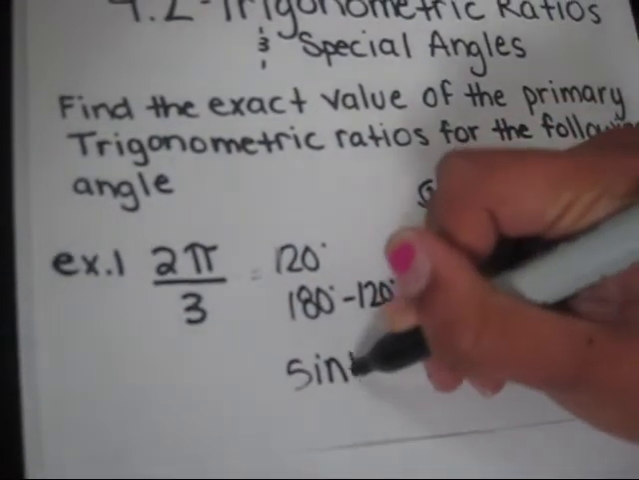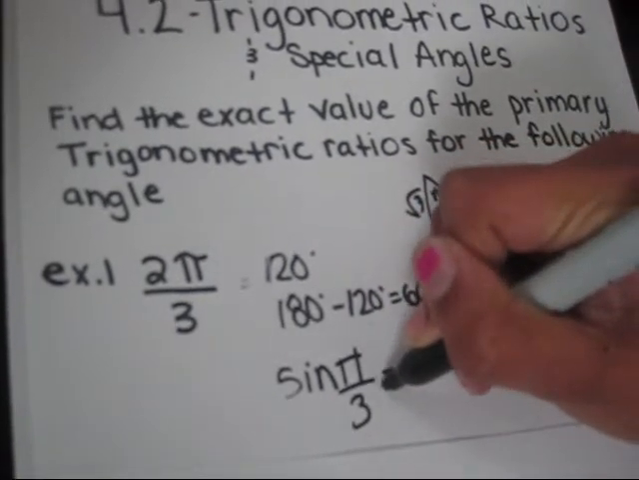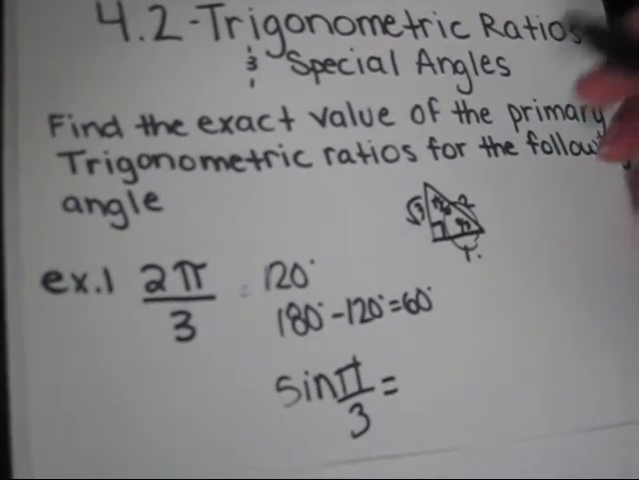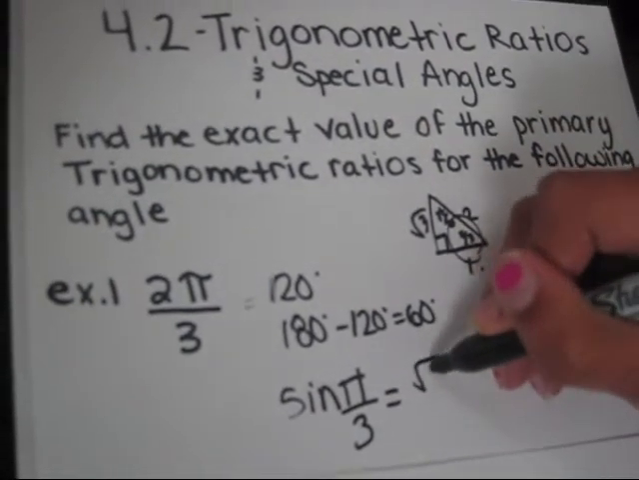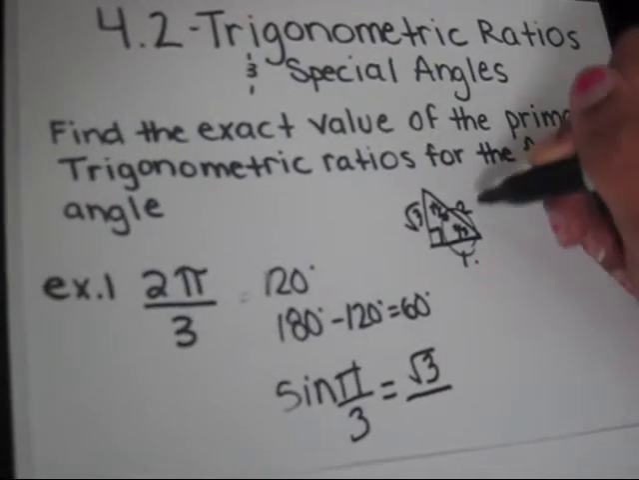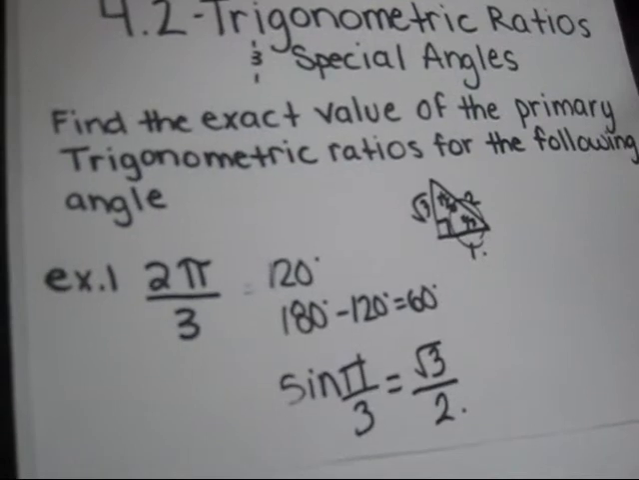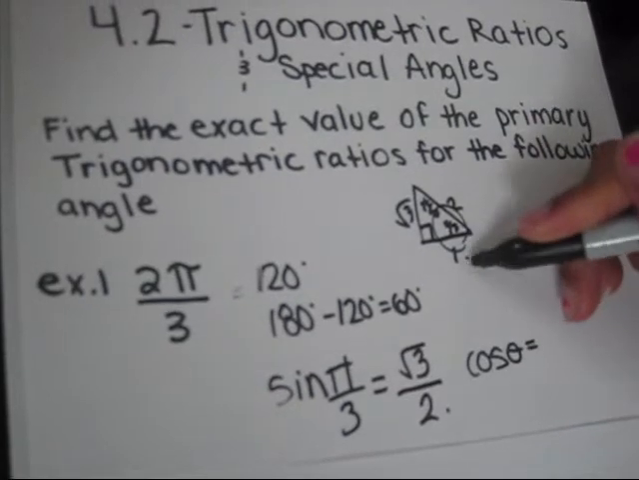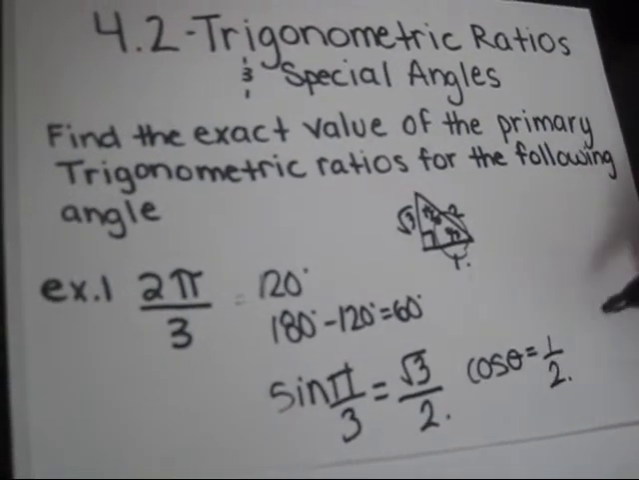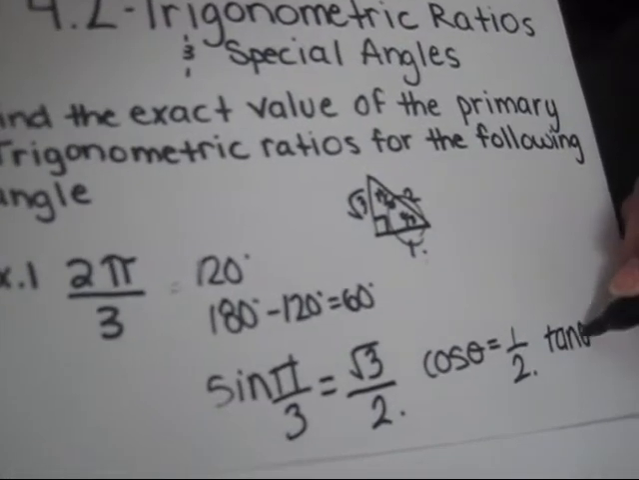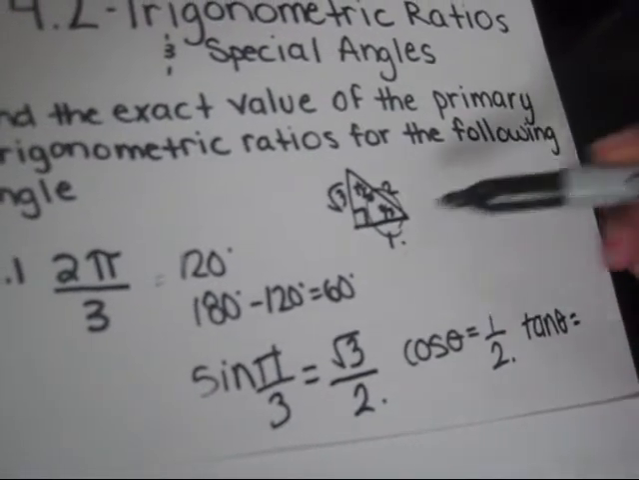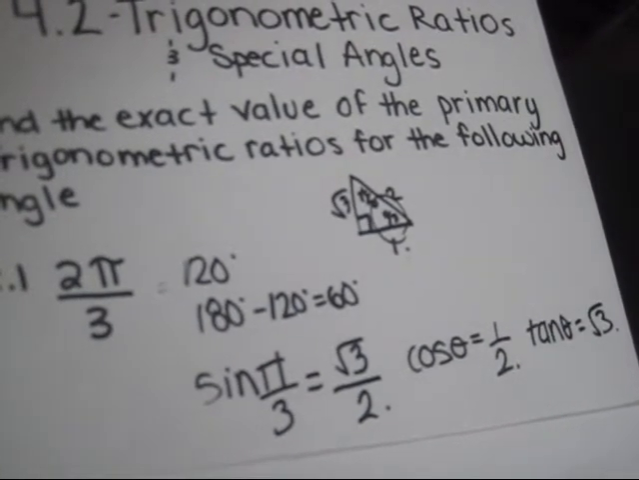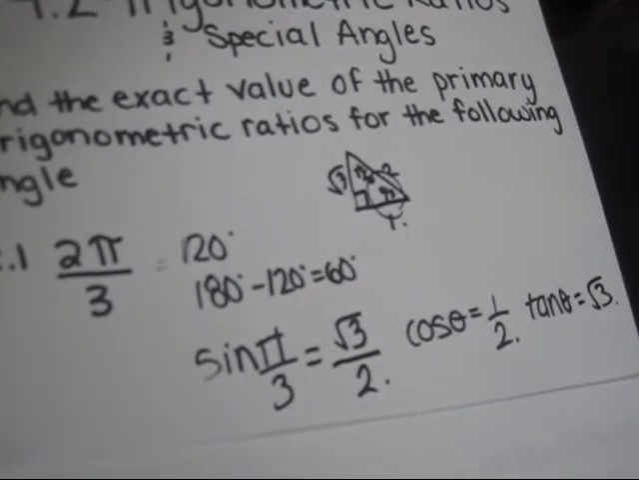We take sine pi over 3 equals, sine is opposite over hypotenuse, which in this case is root 3 over 2, giving us our sine value. Cos is adjacent over hypotenuse, which is 1 over 2, and tan is opposite over adjacent, which in this case is root 3 over 1, or just root 3.